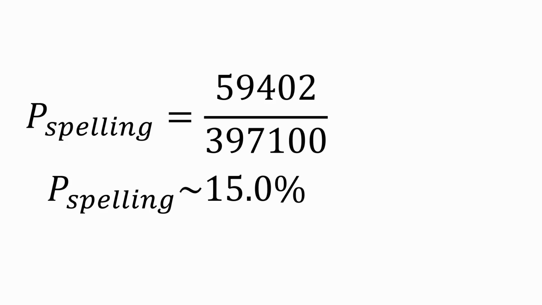So we ended up spelling 59,402 words, which gets us to spelling about 15% of words, which feels alarmingly correct. The warm and fuzzy feeling is off the charts when I say that it's 15%.